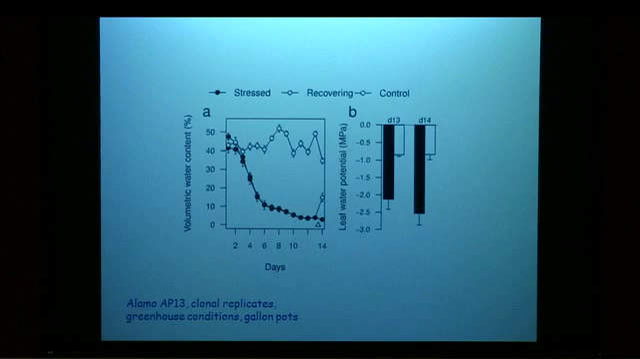This was the first experiment we did with switchgrass. And we basically took Alamo AP13 clones. This is our wild type plant that's being sequenced with lots of genomic resources. We clonally replicated it through tiller division. And then we've been growing plants in greenhouse conditions using gallon pots. So we grew plants, controlled for size among those plants, grew them to a nice size so there was lots of leaf material that we could sample, and then withheld water.